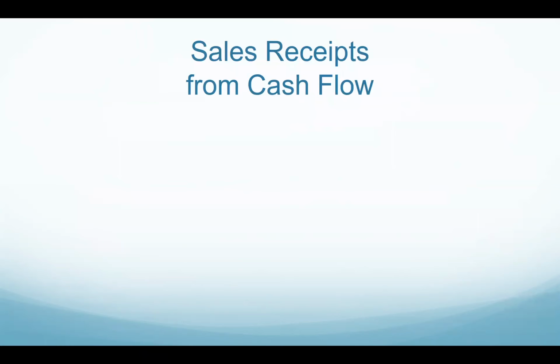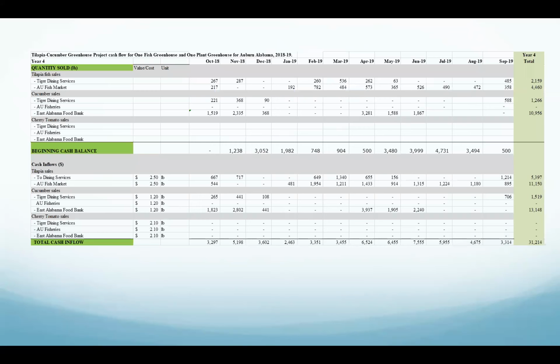So we're going to look at the sales receipts from the aquaponic unit. And this is from the cash flow, so it's the variable or operating cost only. And this is what the spreadsheet looks like for the sales. Up here, we have a section that looks at the quantity sold of tilapia, cucumbers, and cherry tomatoes. But during this 2018-19 year, we do not grow cherry tomatoes.